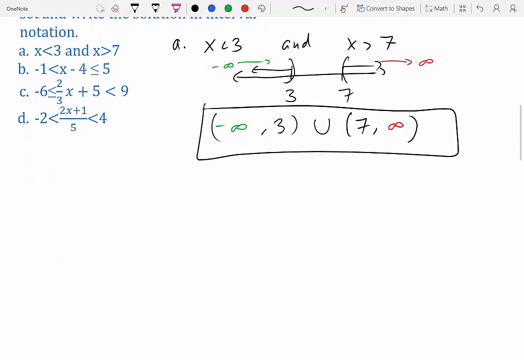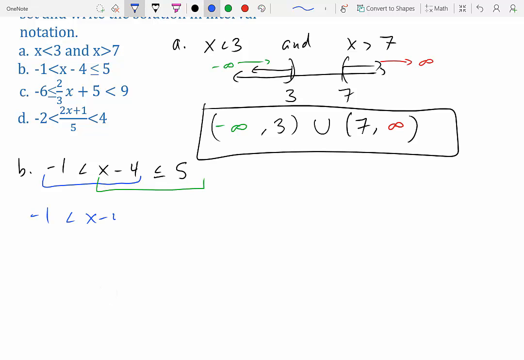Next, we're going over B. So B is negative 1 is less than x minus 4, that's less than or equal to 5. So you see we have two parts here. We have the middle is greater than negative 1, and then the middle is less than 5. So we're going to break it up. So we have negative 1 is less than x minus 4, and we have x minus 4 is less than or equal to 5. So we're going to solve each.